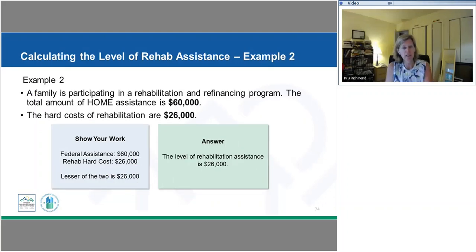We have another single family example here. We have a family that's participating in a rehab and refinancing program, and the amount of HOME funding is $60,000, and the hard costs of rehab are $26,000. So looking at our federal assistance coming from the HOME program, that's $60,000, and our rehab hard costs are $26,000, and the lesser of the two is $26,000. So the level of rehab assistance is 26.